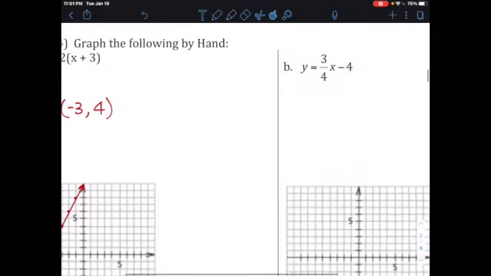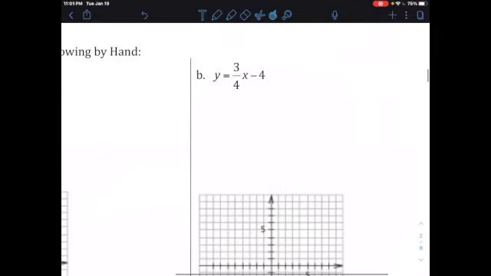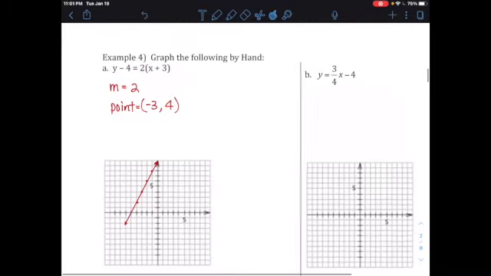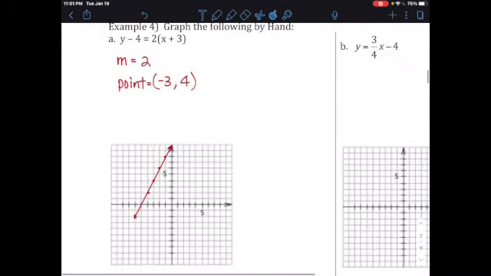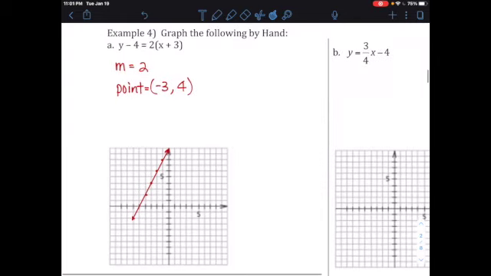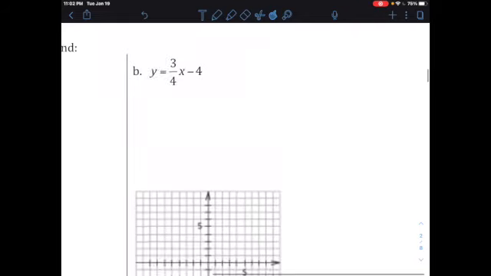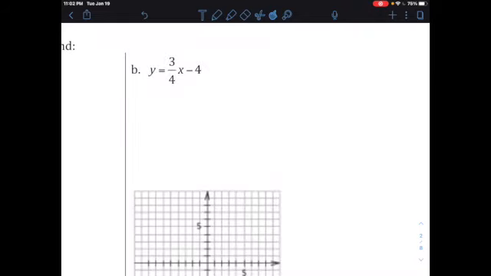Let's try another one. Okay, this is just a slope. This is A. Letter B, you should recognize that's a slope-intercept form. So m is going to be 3 over 4, and b is going to be negative 4.